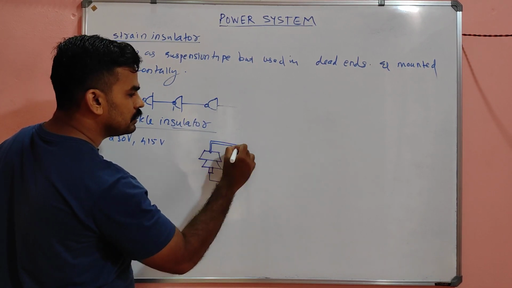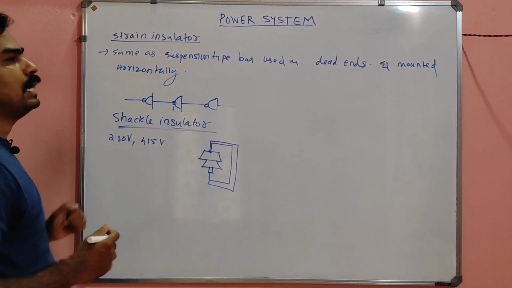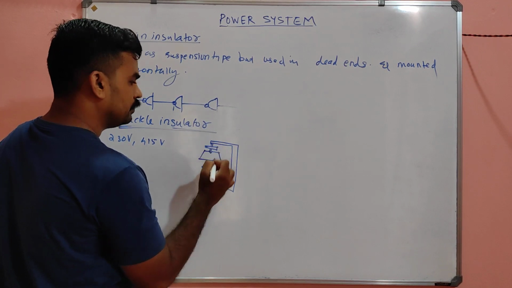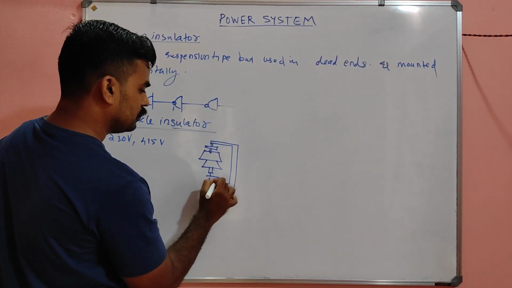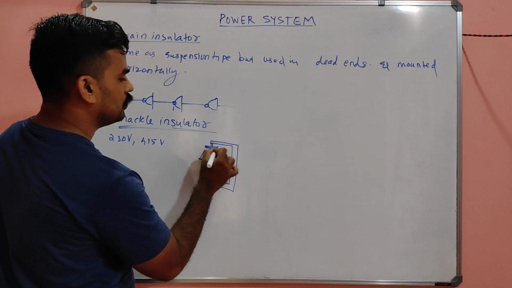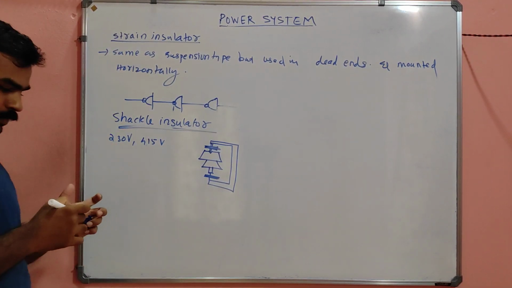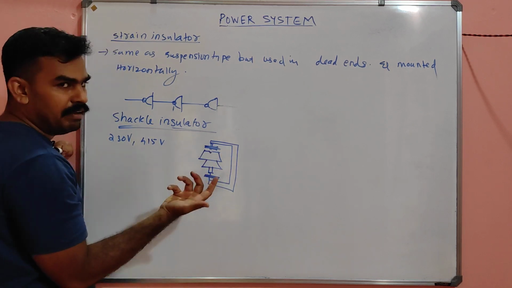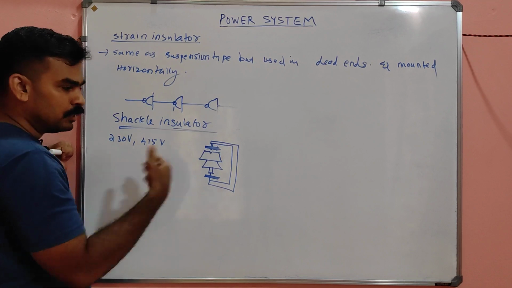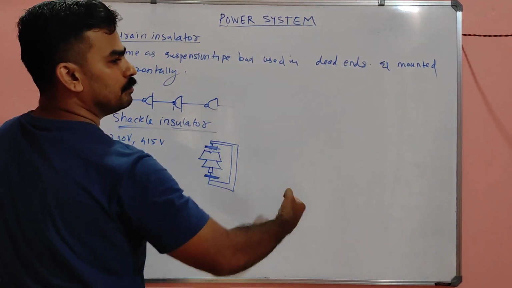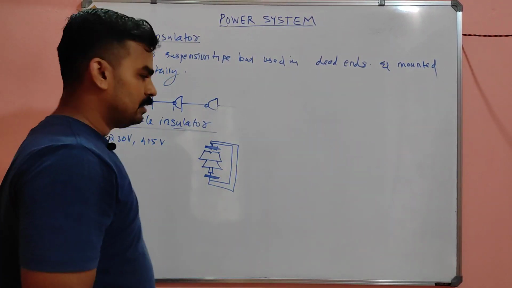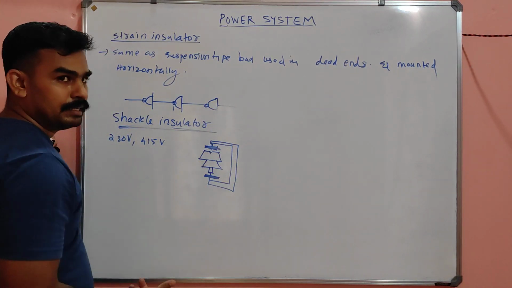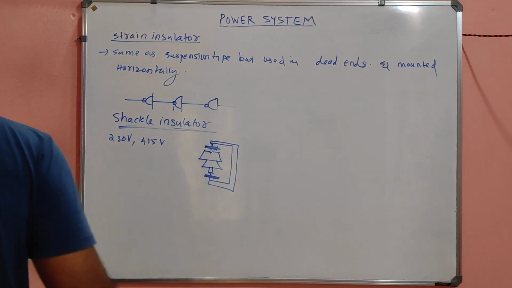There will be a shackle like this, and you can carry the shackle, my dear. The groove will not be only here, in midway also there will be grooves to carry the conductor, and you can shackle it here. You can screw it here and here. It will be steady. Okay, shackle type insulator.